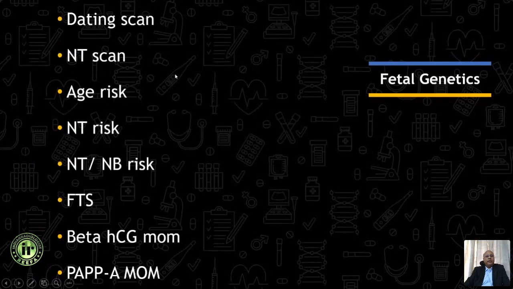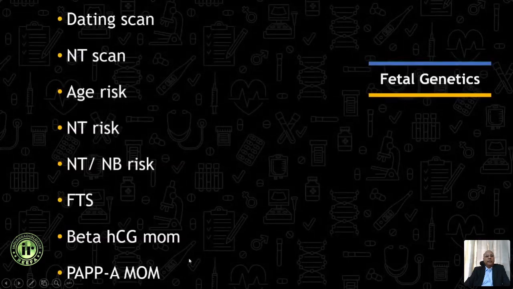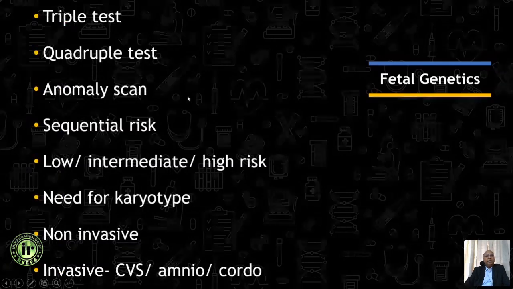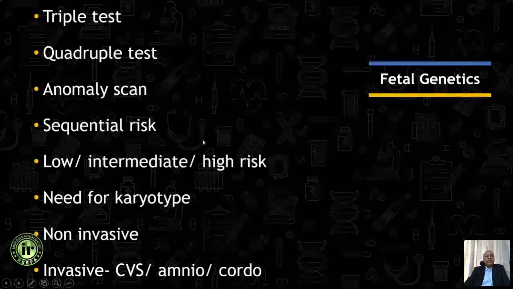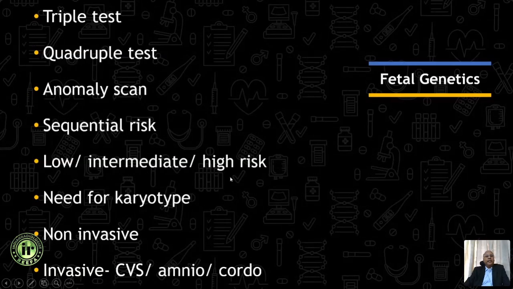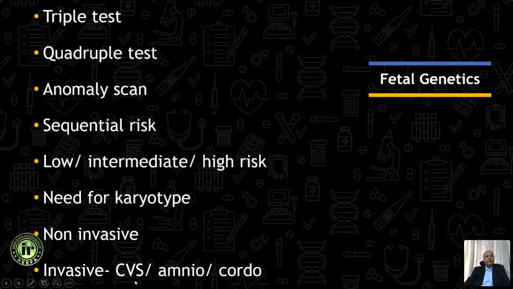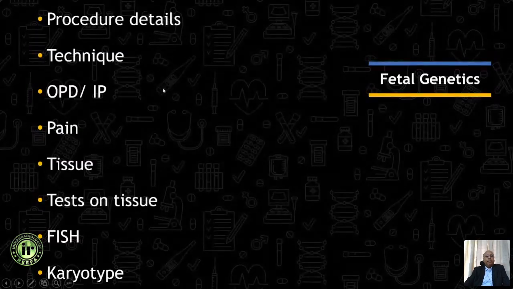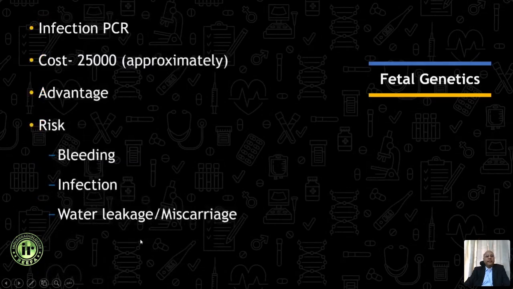NT scan, reliable or unreliable, age risk, NT risk, NT and NB risk, first trimester risk by using beta HCG and PAPP-A MoM, triple test if available, quadruple test if available, anomaly scan, what are the findings, final sequential risk, stratification of the risk into low, intermediate and high, need for karyotype, whether non-invasive or invasive, if it's invasive, CVS, amnio or cordocentesis. Procedure details like technique, OPD or IP, pain, tissue which is obtained, tests which are going to be done on the tissue, like FISH, karyotype, PCR, etc.